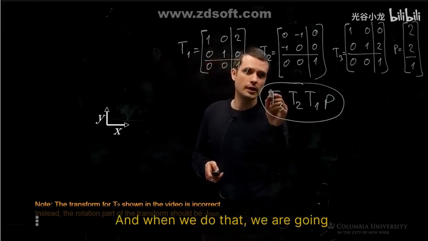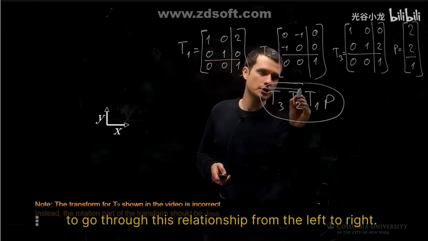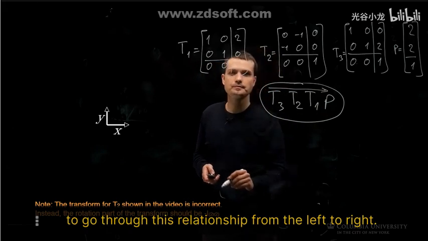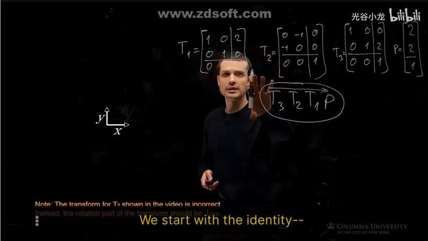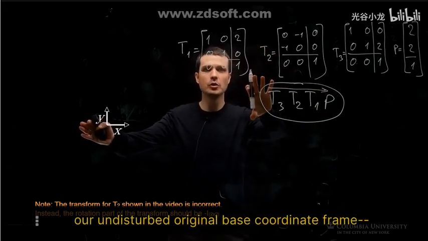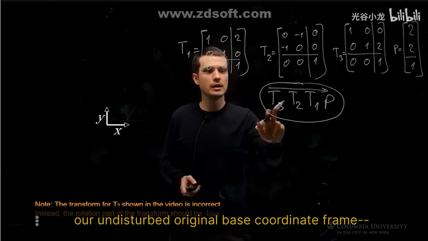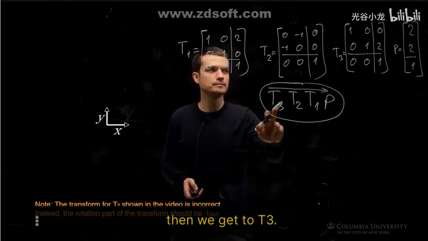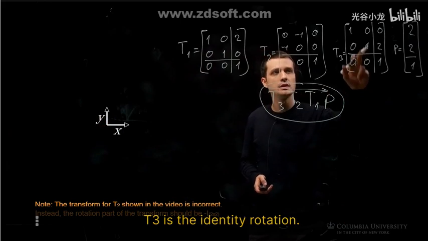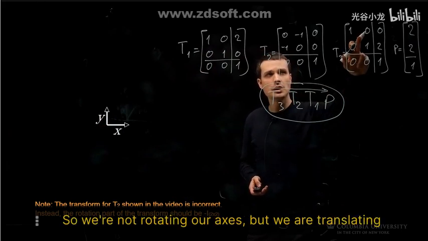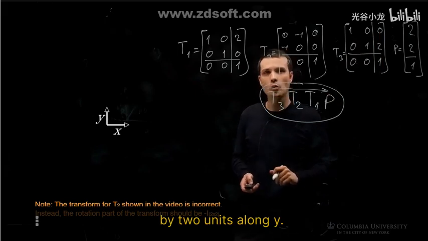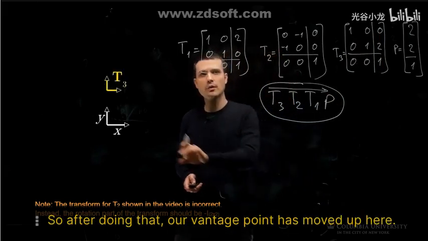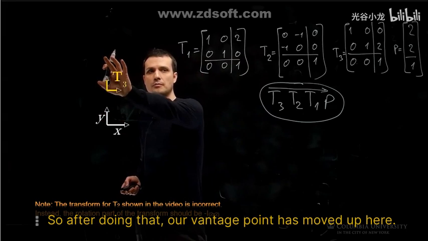And when we do that, we are going to go through this relationship from left to right. We start with the identity, our undisturbed original base coordinate frame. Then we get to T3. T3 is the identity rotation, so we're not rotating our axes, but we are translating by 2 units along y. So after doing that, our vantage point has moved up here.